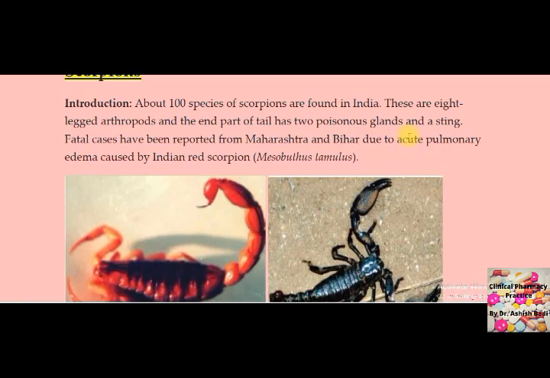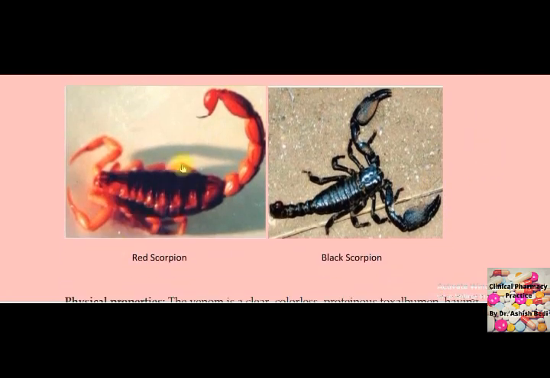Okay. Fatal cases have been reported from Maharashtra and Bihar due to acute pulmonary edema. We already know that fatal cases often occur due to acute pulmonary edema caused by the Indian red scorpion. It means the Indian red scorpion is more common than the black scorpion. In Maharashtra and Bihar, people usually come with cases of these red scorpion bites.